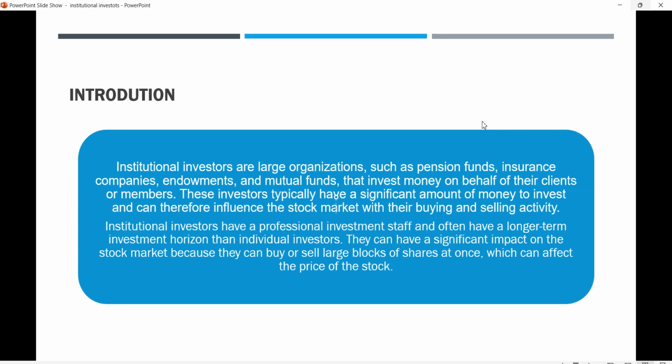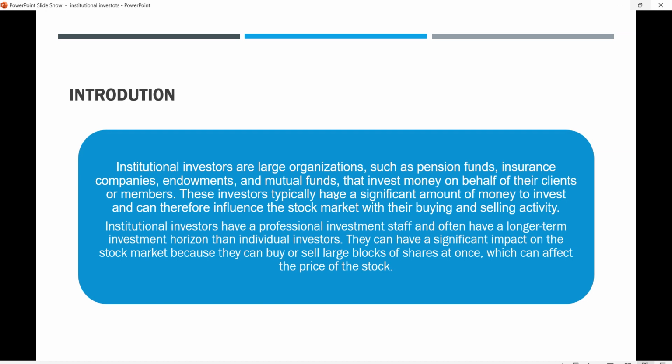The introduction. Institutional investors are large organizations such as pension funds, insurance companies, endowments, and mutual funds. If you see, every job holder pays pension every month, okay? To get that fund by the end of their service. Likewise, insurance companies also collect the premiums of the job holders to give them, if anything went wrong, they give that money to their families. And mutual funds also, if you want to invest in a group of stocks, you can go for mutual funds.